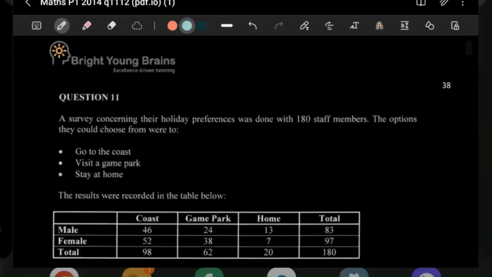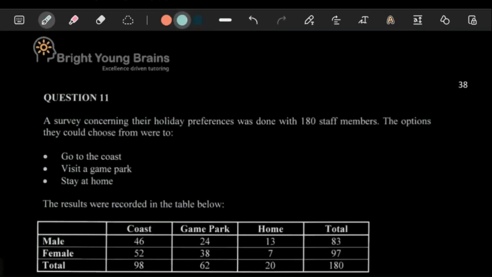Question 11. A survey concerning their holiday preferences was done with 150 staff members. The options they could choose from were to go to the coast, visit a game park, and stay at home.